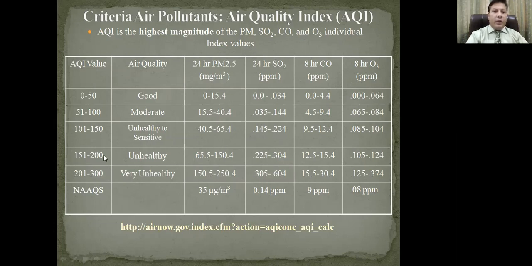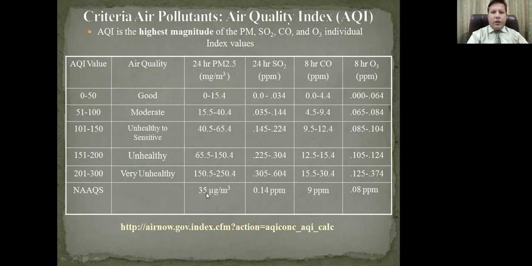And at 151 to 200, air quality is completely unhealthy. The concentration is like this. At 200 to 300, it is very unhealthy, as in big cities like Shanghai, Beijing, Bombay, Washington, Tokyo, etc. The environment is unhealthy at this concentration.